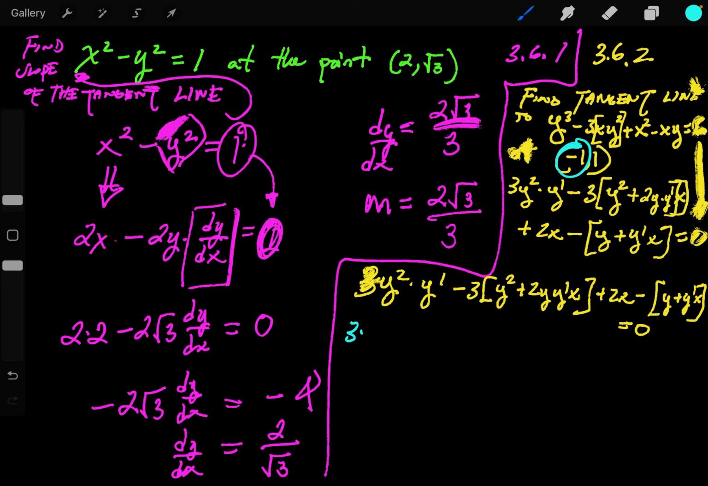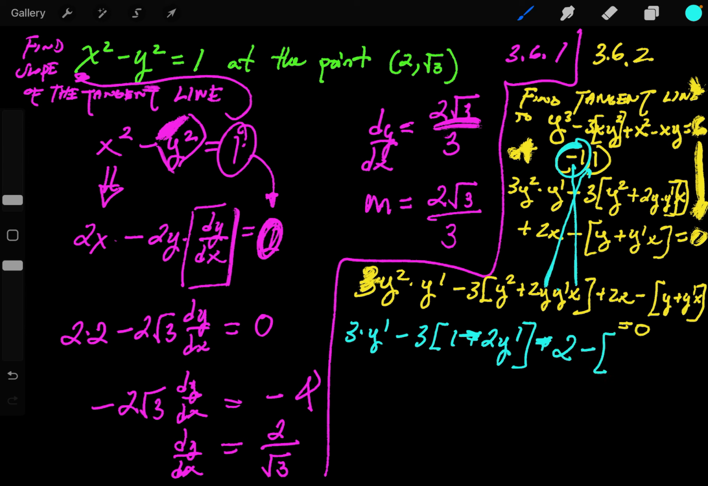3 times 1 squared is 1. It's just 3y prime minus 3, plus, this is going to be negative 2y prime. Did I do that right? Let's see. So y is 1. Y prime, I leave y prime. X is negative 1, so this is going to become minus 2y prime. X is negative 1. It becomes minus 2, minus y is 1. Y prime, X is negative 1. So it becomes minus y prime is equal to 0.